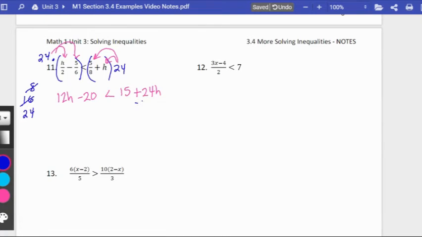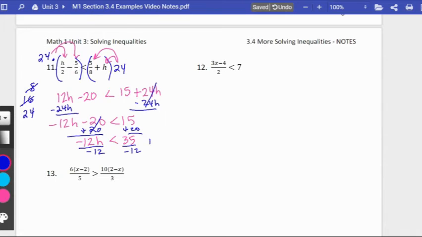All right, I'm going to subtract 24h from both sides, even though it's going to present with a negative coefficient out in front. That's okay. That's the lesser of the evils in my mind. Okay, I'm going to add 20 to both sides. And this is not going to come out pretty, but that's okay. That happens sometimes. Minus 12h is less than 35. I've got to now divide by negative 12. I've got to flip the sign. And that gives me h is greater than, this is a fraction, so negative 35 twelfths. Not really anything else we can do there.